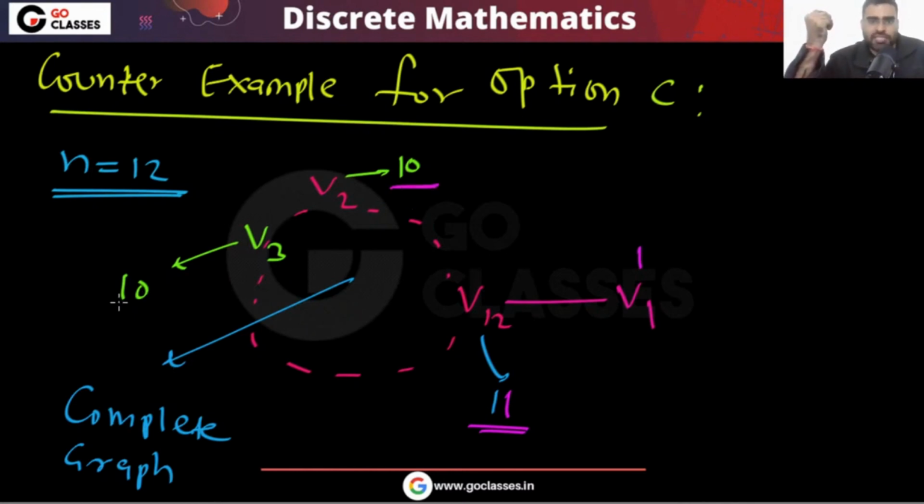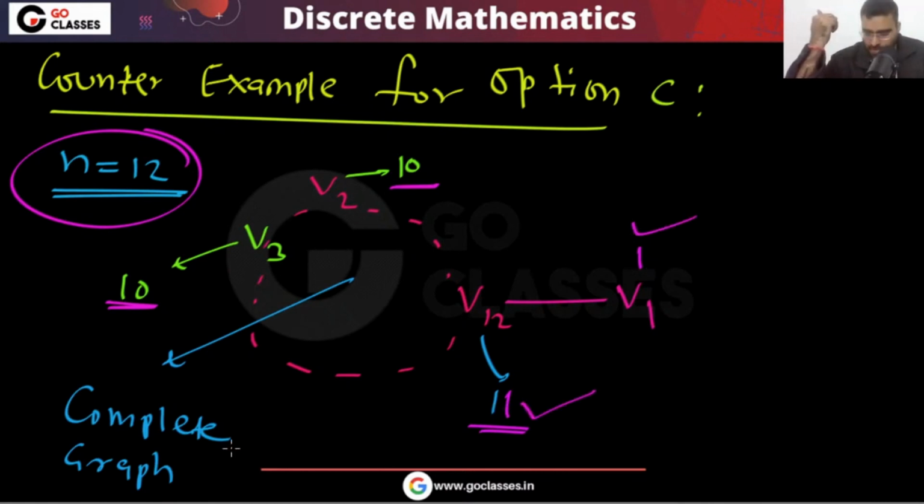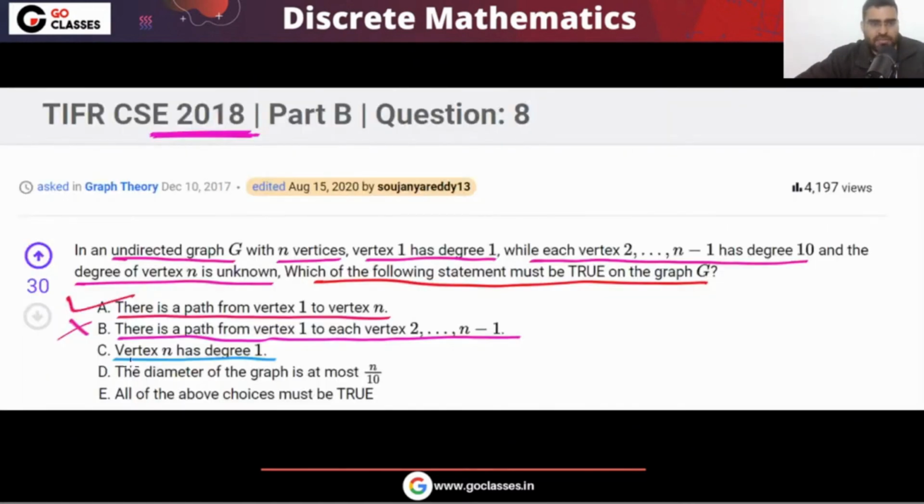Everyone else has degree 10. You can take n equal to 12, and you can see all the conditions are satisfied. This is odd degree, this is odd degree, both have odd degree. So all the conditions are satisfied, but this is the counterexample for option C. So option C is not correct.